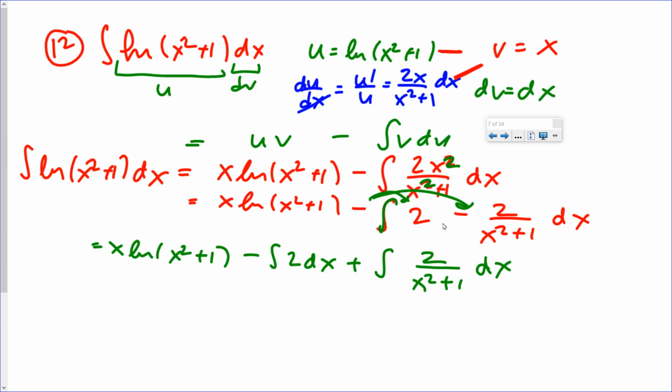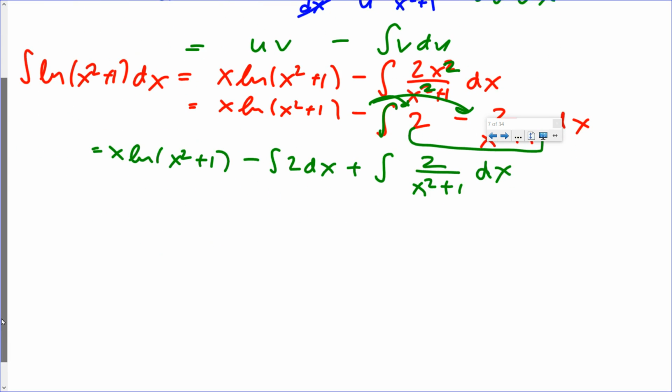Okay? What I did was I distributed this negative, and remember, this is a buy one, get one free problem. There are actually 2 problems I had to do here. I thought I got to do just one, but oh boy, I got to do 2. Okay, what a privilege. All right, so I actually know the integral of negative 2. What's the integral of negative 2? 2x. So this will be x ln (x squared plus 1) minus 2x.